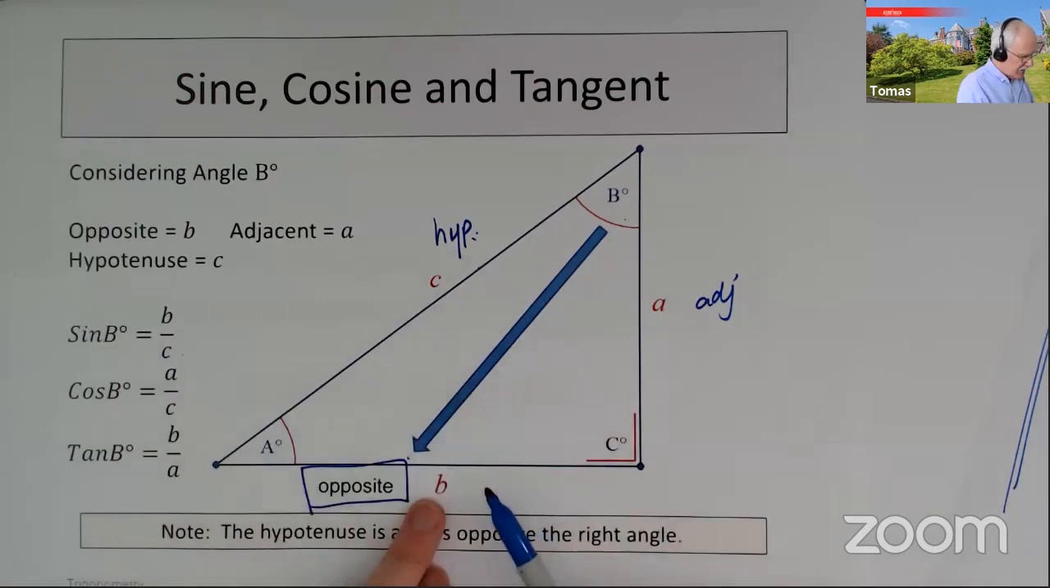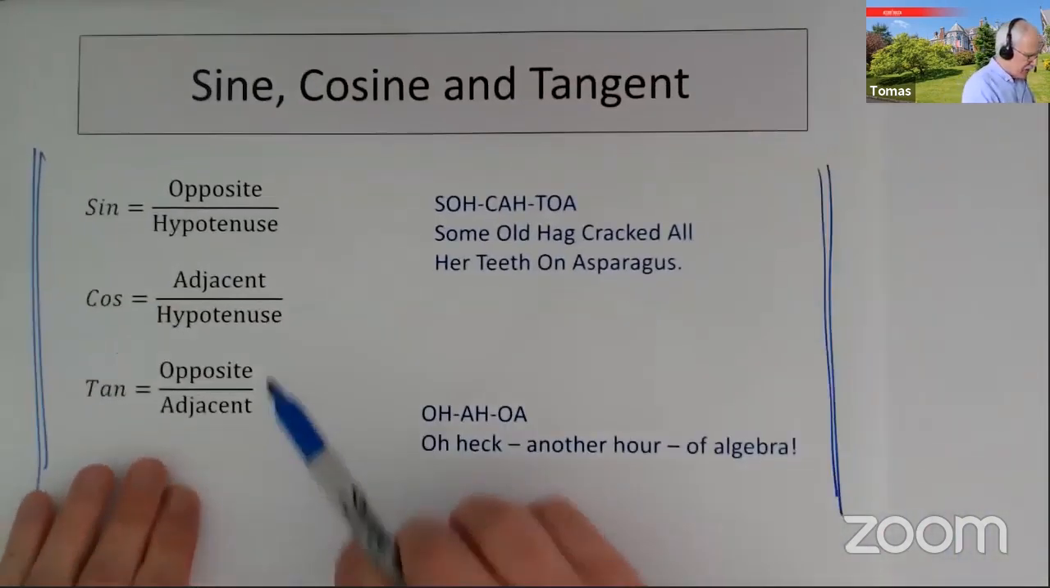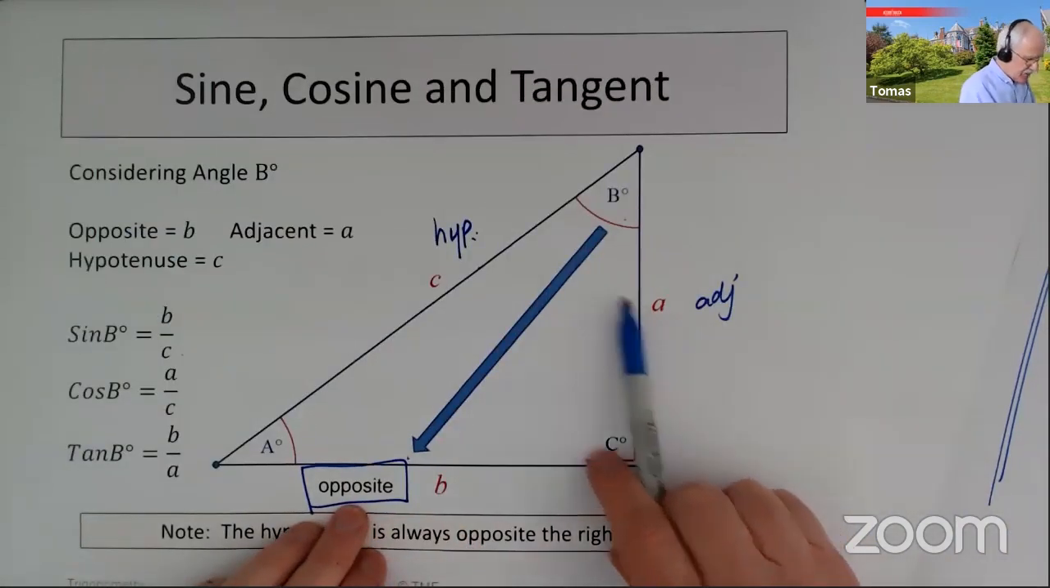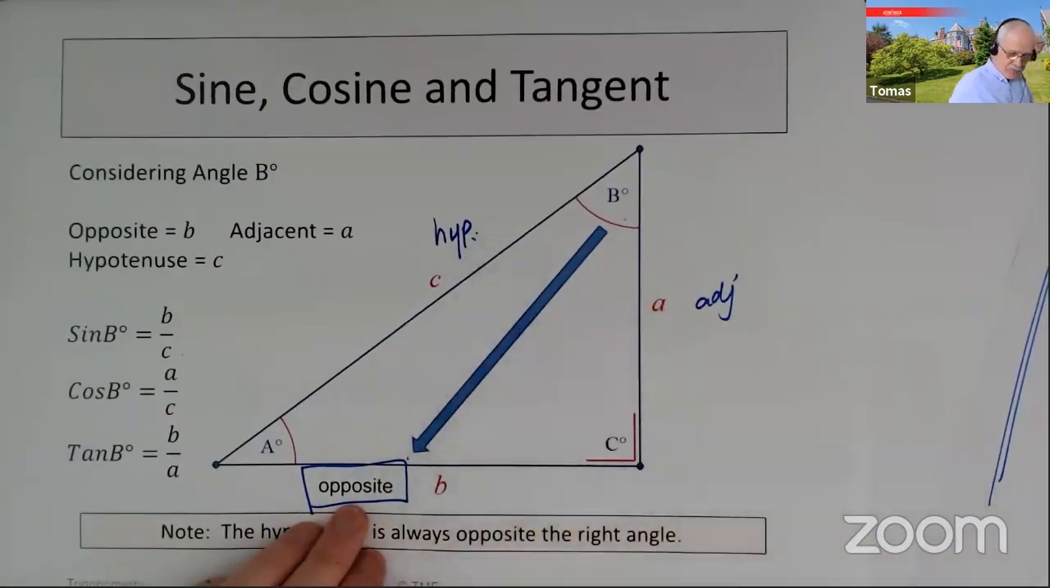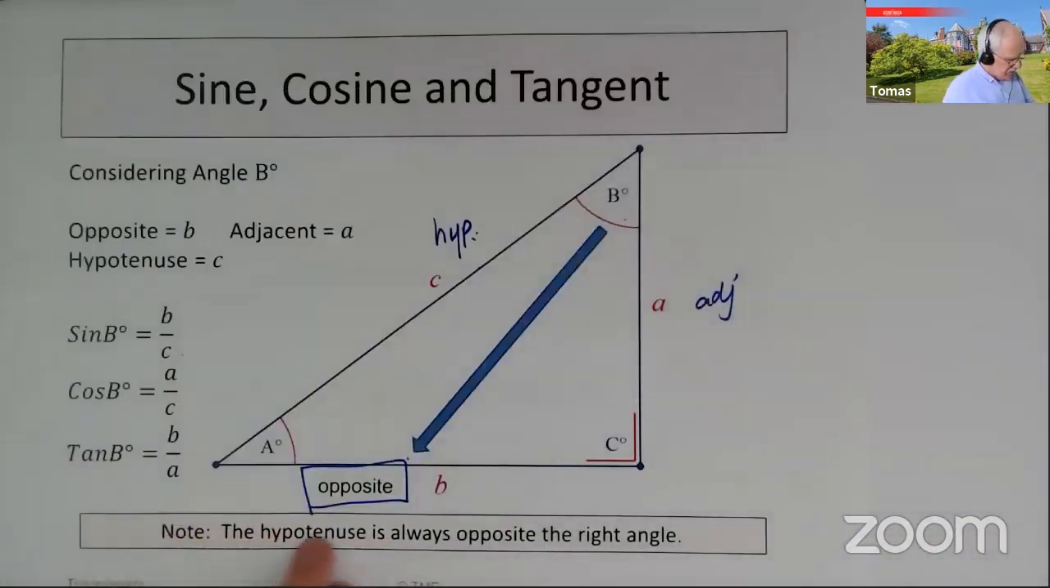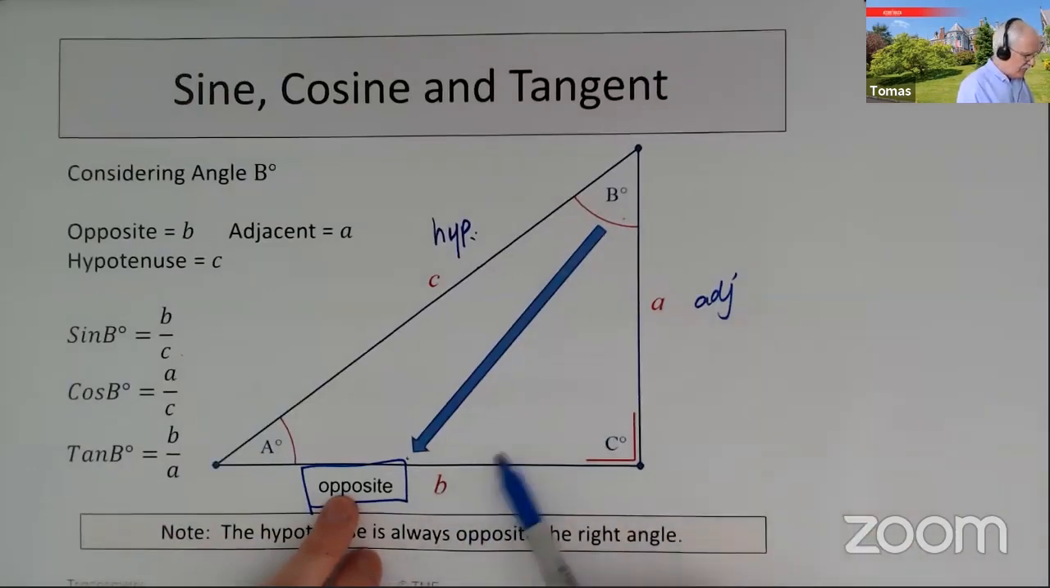And likewise, what's cos B? Well, cos B is adjacent over hypotenuse. So adjacent is here, that's A over C. And what's tan B? Opposite over adjacent, B over A. So that's what that's done.